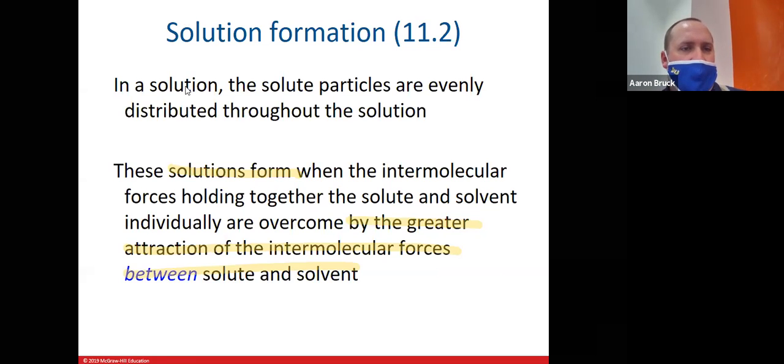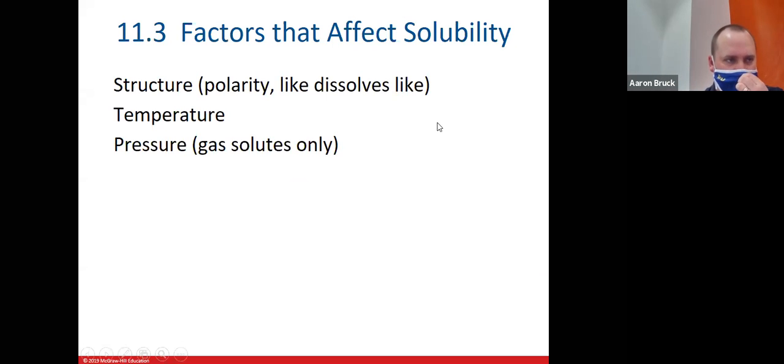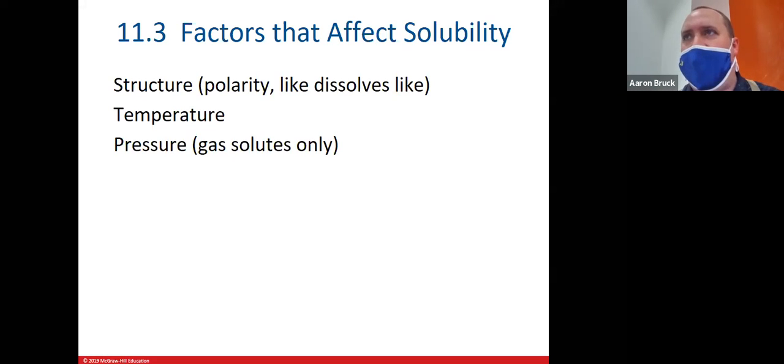On Friday, we are going to talk about the last little bit here about solubility, looking at structure, temperature, and pressure. And then we're going to kick back to the end and talk about titrations and some calculations regarding acids and bases. That'll set us up very nicely for chapter 13, which will start next week.